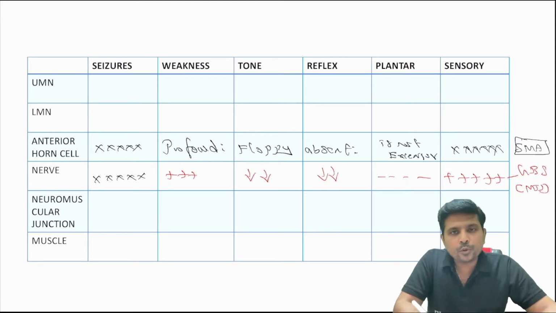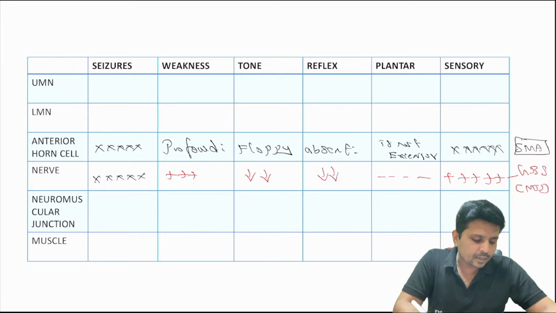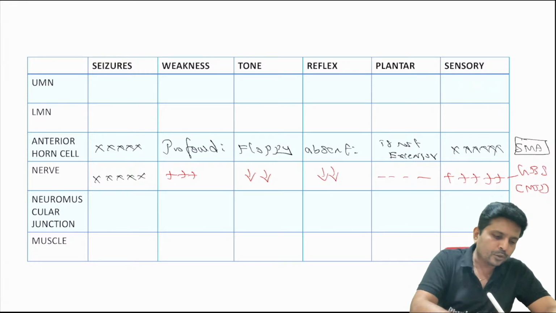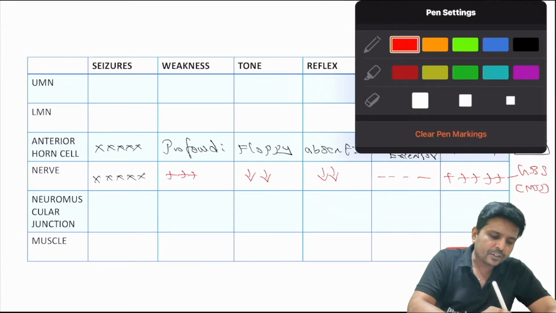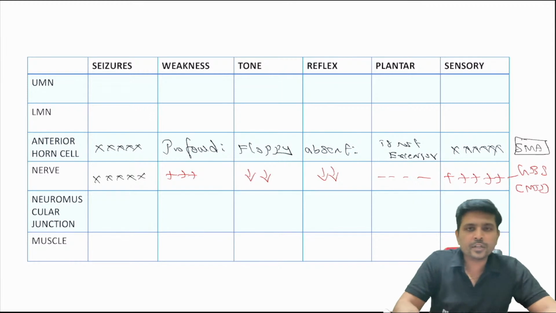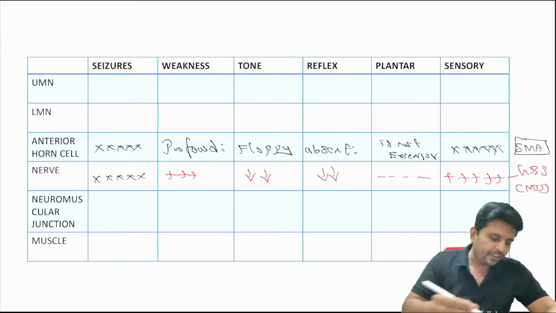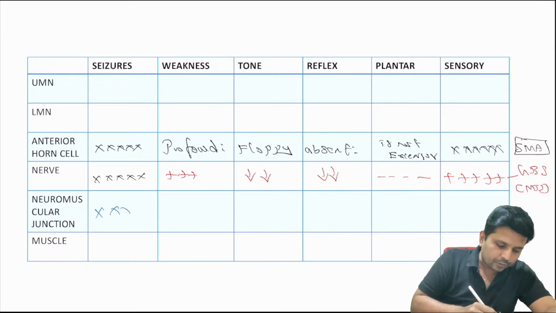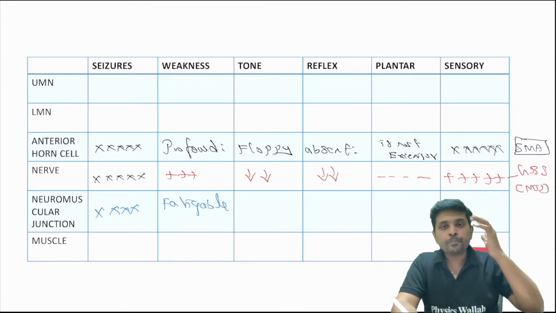Now the neuromuscular junction. What is the manifestation of a neuromuscular junction disorder? The manifestation is fatigable weakness. Here also seizures will not be there. Weakness is fatigable weakness. What do you mean by fatigable weakness?